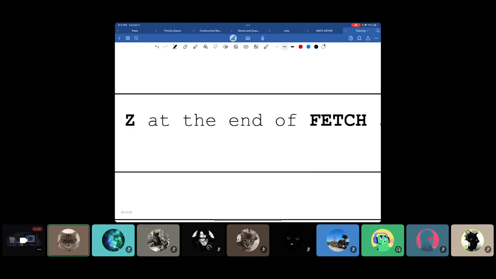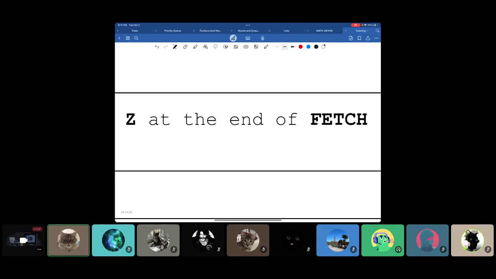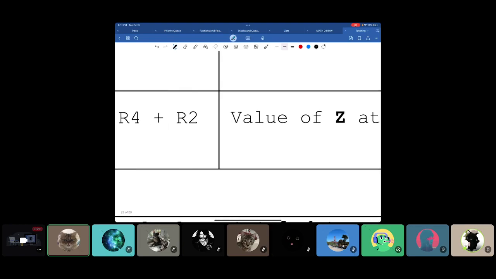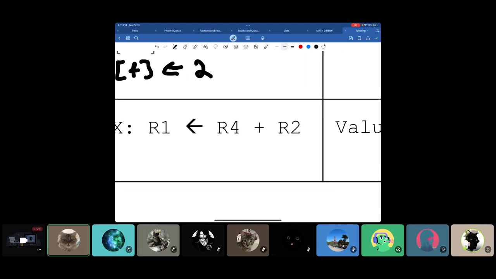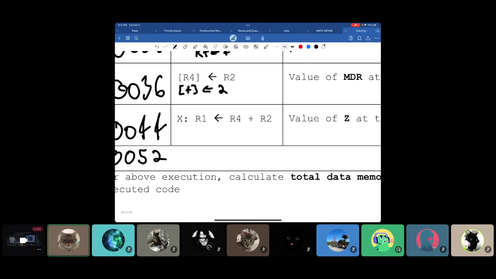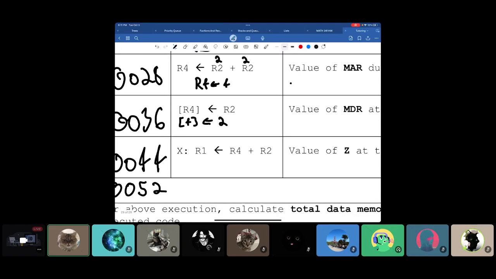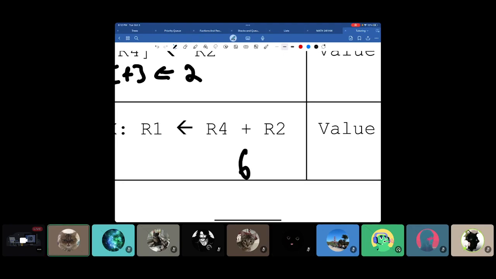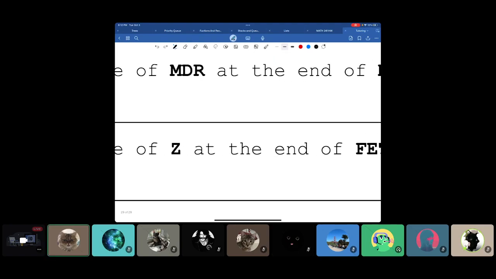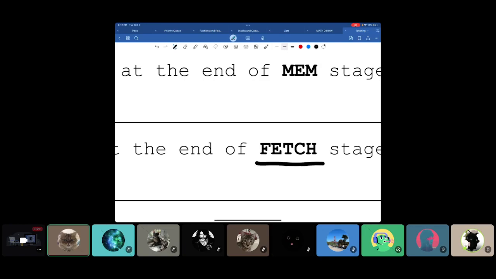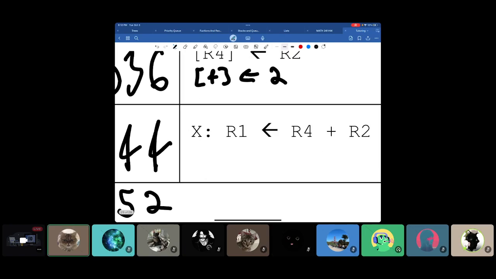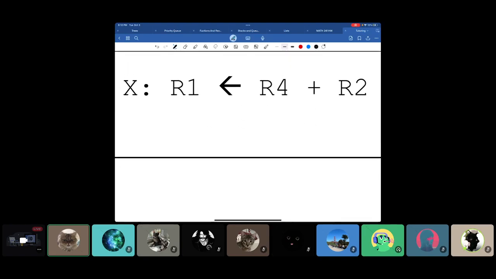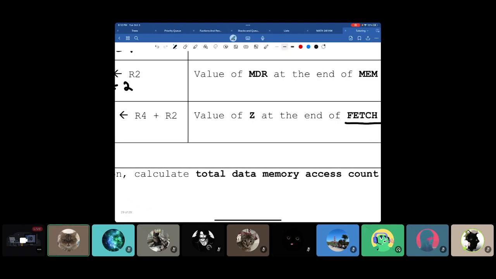If it were to say at the end of the exec stage, what is the value of Z at the end of the exec stage of this instruction? It would have been whatever R4 is plus R2, which R4 is 4 and R2 is 2. So that would have been 6. But because it says at the end of the fetch stage, then that means it's going to be some previous value because we haven't utilized the Z register yet. That's why.